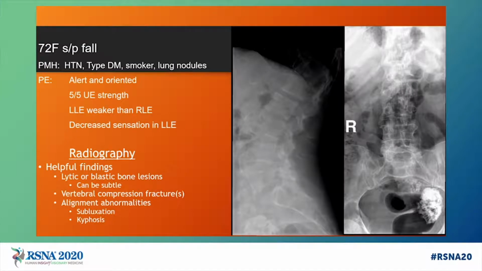On radiography, we may see lytic or blastic bone lesions. Sometimes it can be subtle, as in this case on the right, where there are subtle lesions throughout the entire spinal axis. This study could easily be read as normal. Additionally, we may see pathologic vertebral compression fractures and alignment abnormalities.